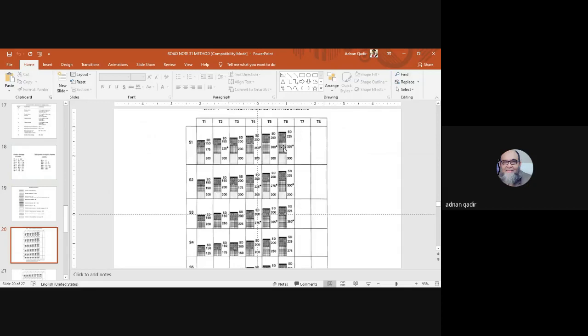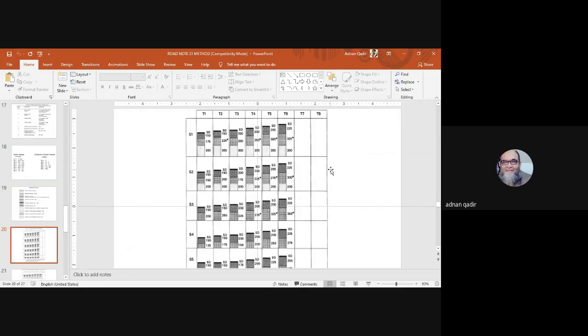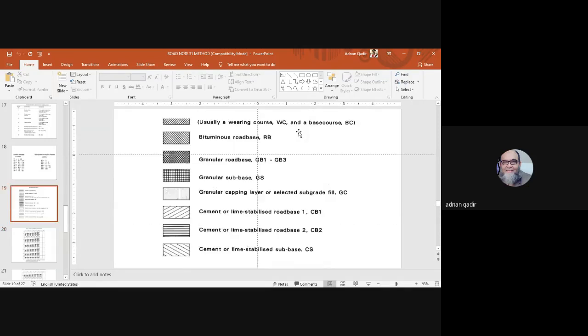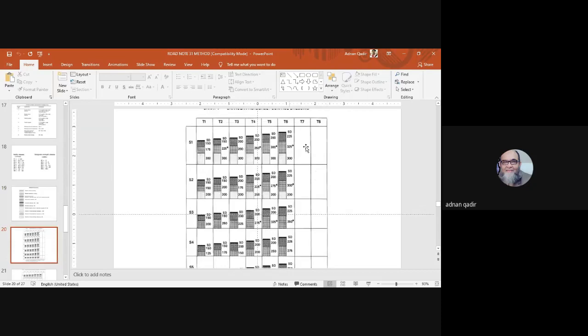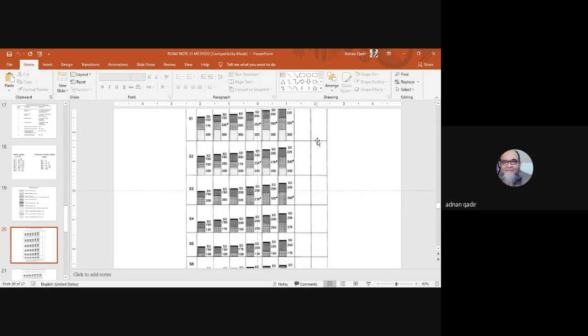So let's try to understand this template. This is chart 1, where you are using granular road base with surface dressing, and you have to focus here. For example, if you have S1 and T4 is your category, you will use this section: 300, 250, 200 and SG. But if your soil is S1 and your traffic is T7, you are not going to use this chart. So this chart will not be used for traffic categories T7 and T8.